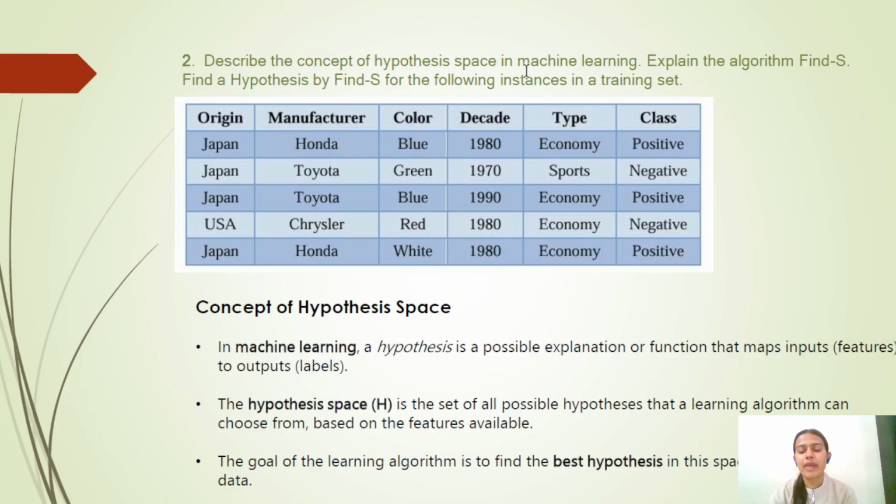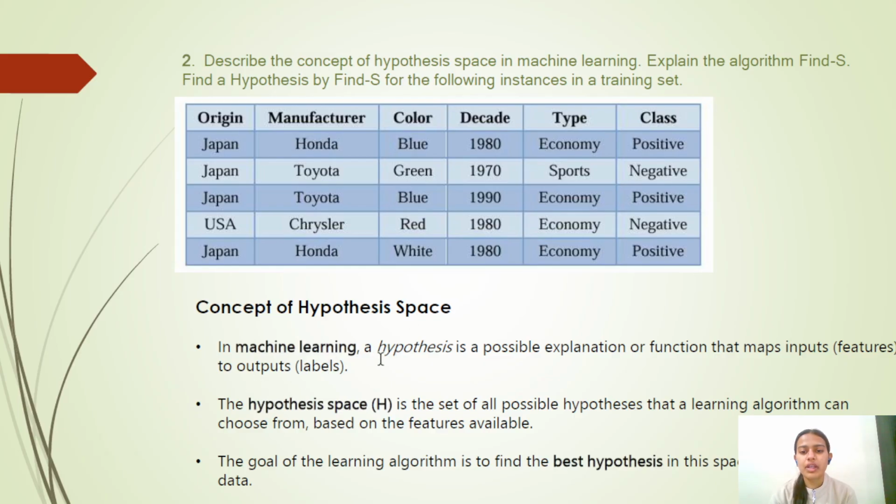Describe the concept of hypothesis space in machine learning. Explain the Find-S algorithm. Find a hypothesis by Find-S for the following instances in a training set. So we have been given this set. Now, what is the concept of hypothesis space?